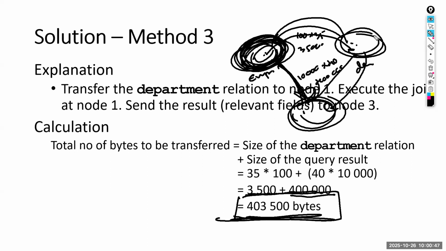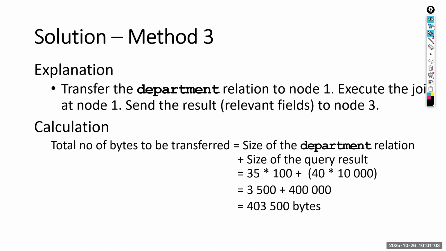So the best approach is take data from the lesser storage one to the high storage one, do the join and do the projection and take it to your side. Is it clear? Because examiners usually ask about all three.